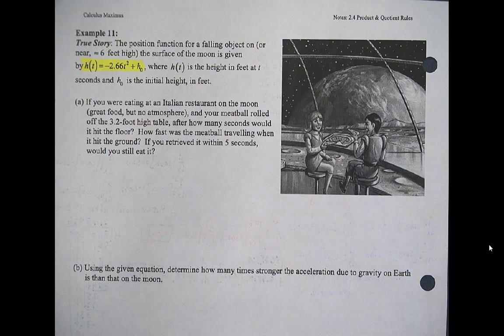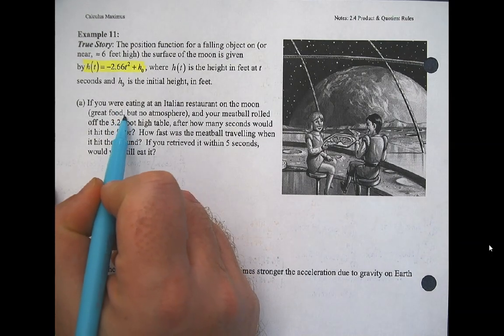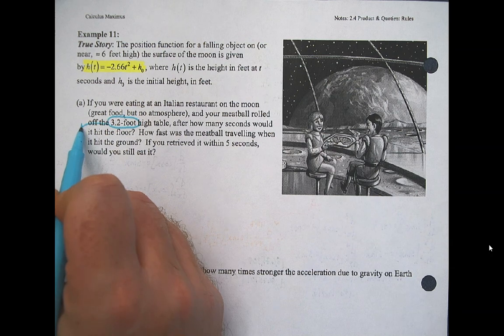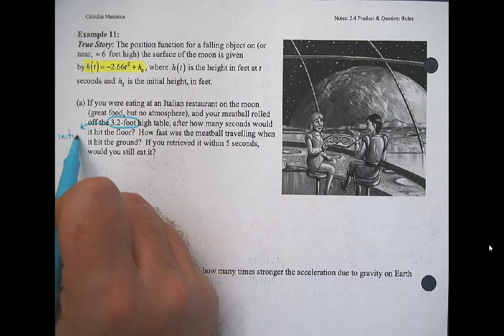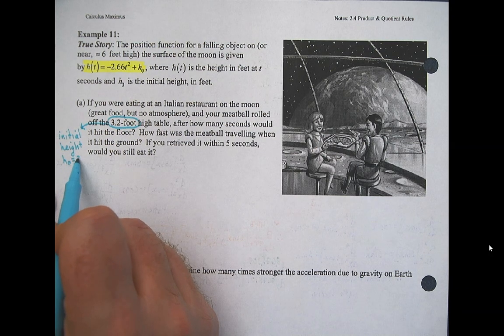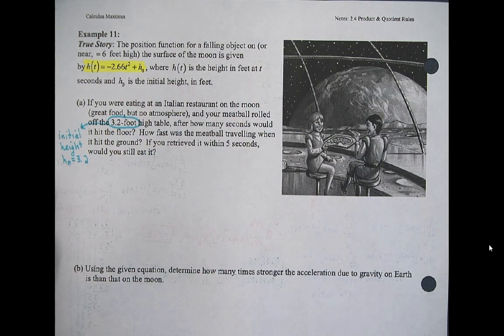So if you're eating at an Italian restaurant on the moon and your meatball rolled off the 3.2 foot high table, what does that mean the 3.2 is? 3.2 feet high table. This is my initial height. In other words, h of 0 equals 3.2. That's what that's telling me. So I can now plug that into my formula. After how many seconds would it hit the floor?